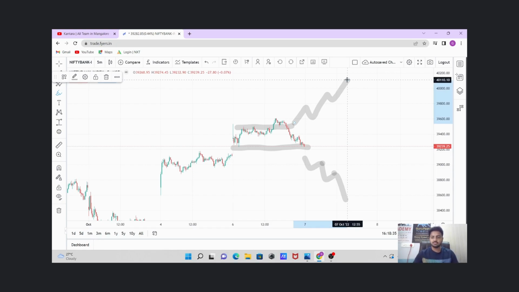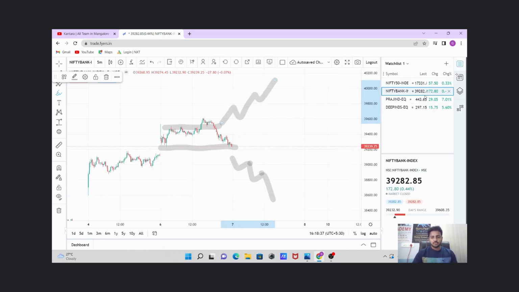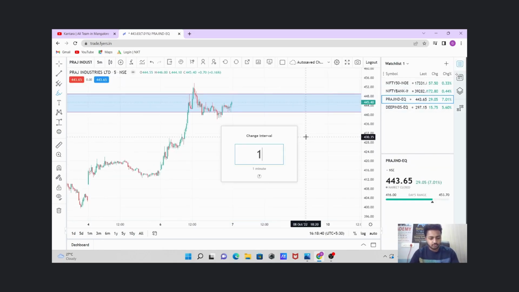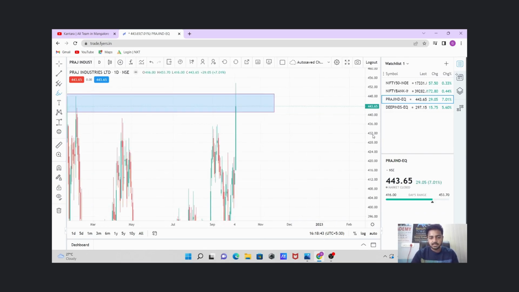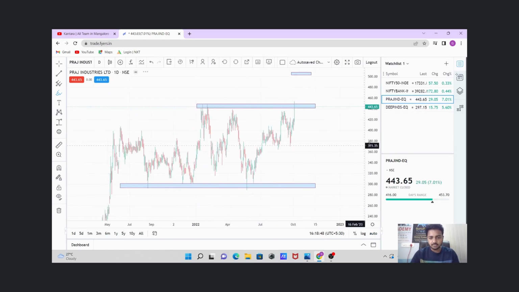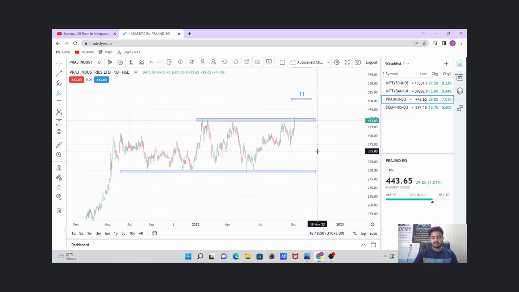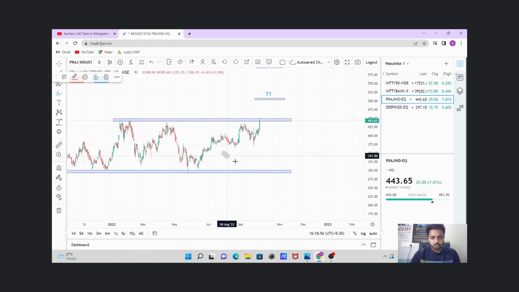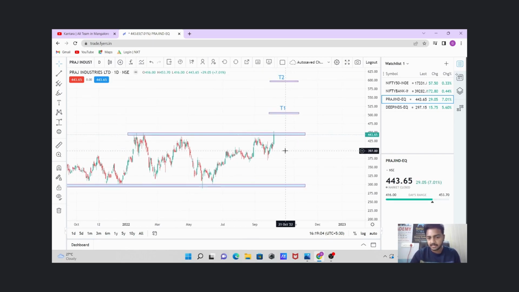We'll be discussing a few stocks as well, which you can trade throughout this week or this month, which can be taken as swing trades. Praj Industries is looking very good. It has given a breakout after a big consolidation of 1.5 years. I believe a closing of a green candle above 450 levels is very good for your entry. So you'll have to wait for another day. If you get a closing above 450 levels, you can enter the trade in Praj Industries.